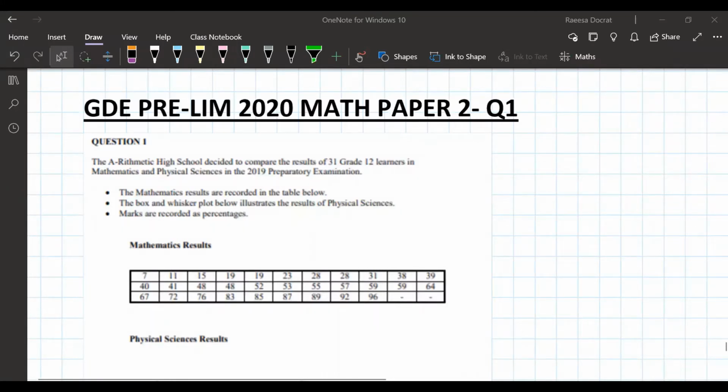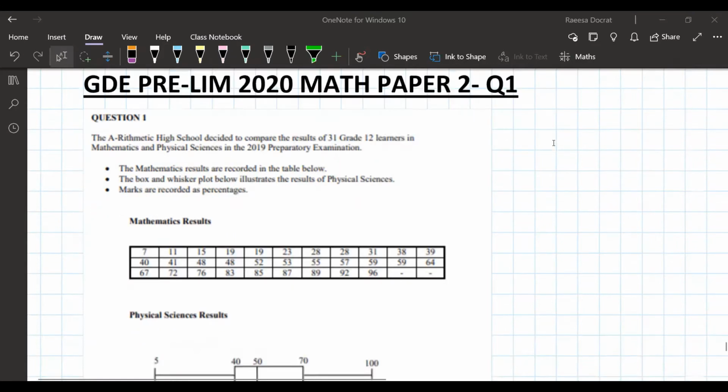In this video, we're going to have a look at the Gauteng Department of Education Prelim 2020 Maths Paper 2. We're having a look at question 1, which is on statistics. If you would like, please attempt the question before watching this video. So here we have the question.